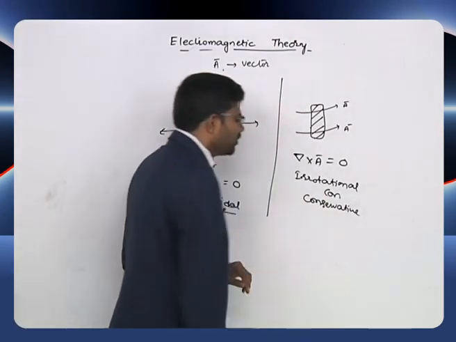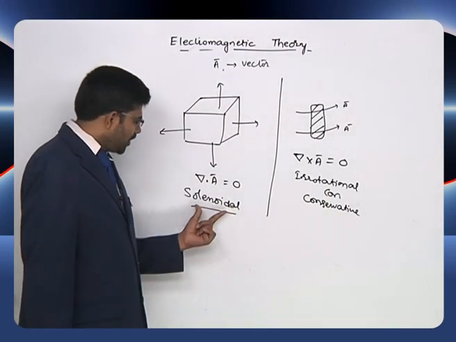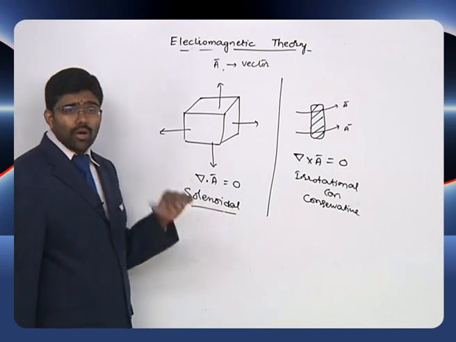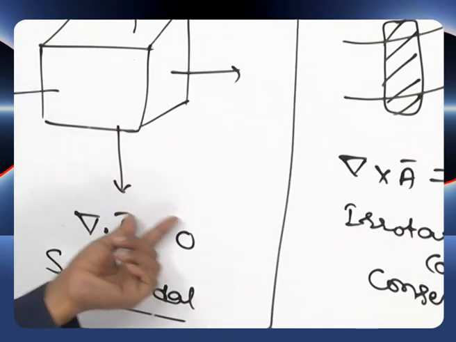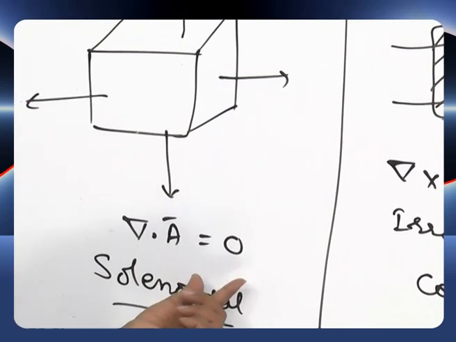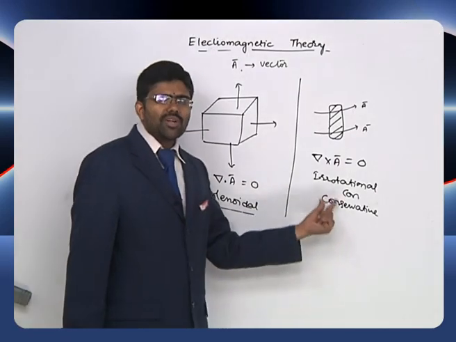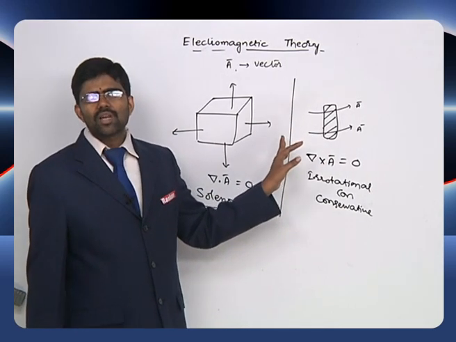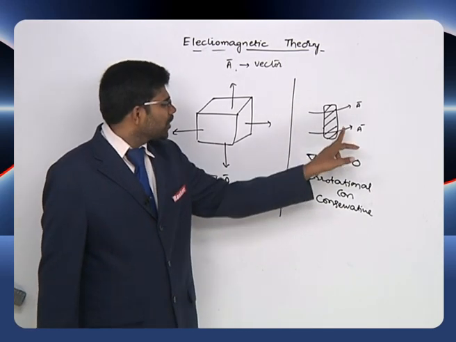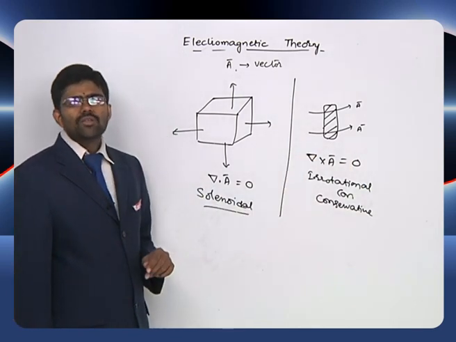So in the examination or in the problem, if there is any word like solenoidal, immediately we have to recollect that if it is solenoidal, the dot product of our vector with del, that is divergence, is equal to 0. And if it is conservative or irrotational, immediately we have to recollect that it has no rotational capability, that is, the curl of this particular vector is always equal to 0.